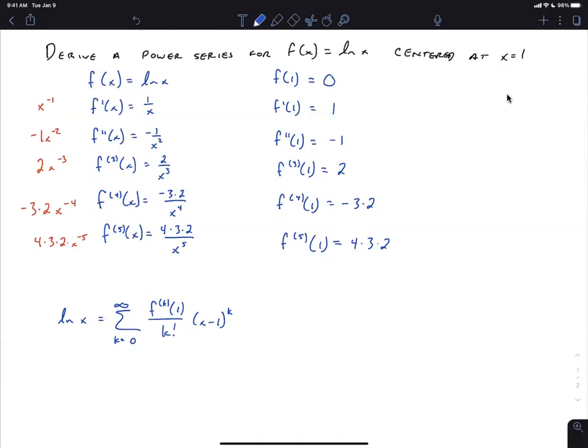For f of 5, would it be negative 3, or does that go away? Where? Here? Like, yeah.